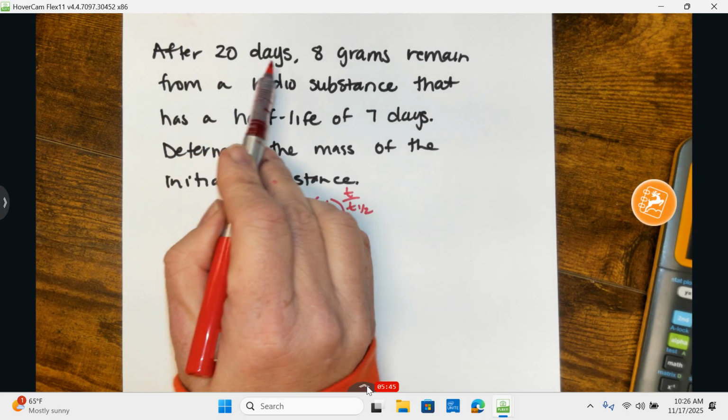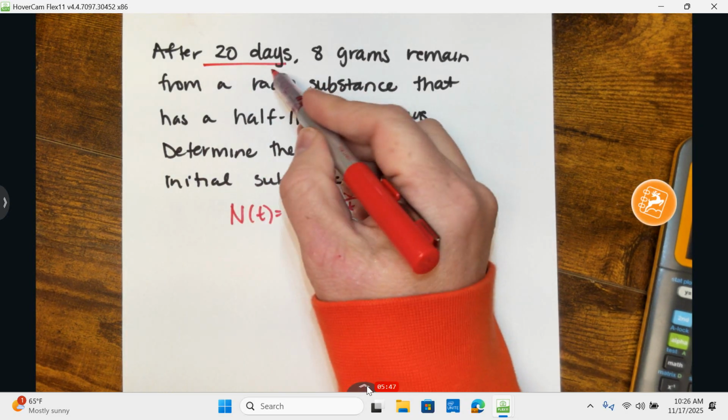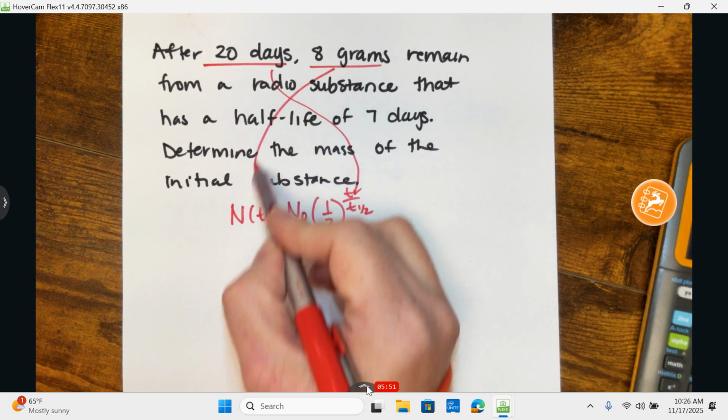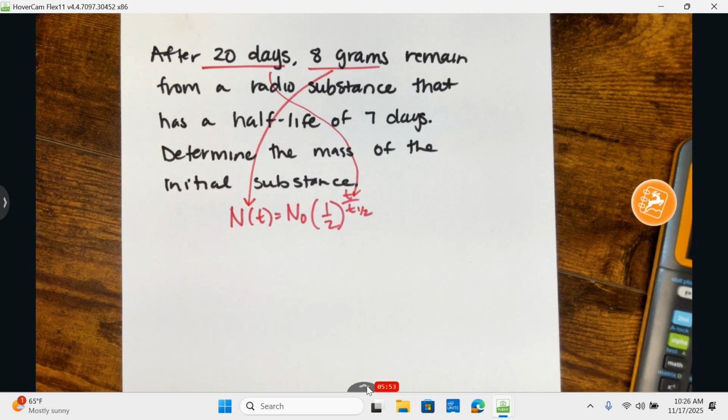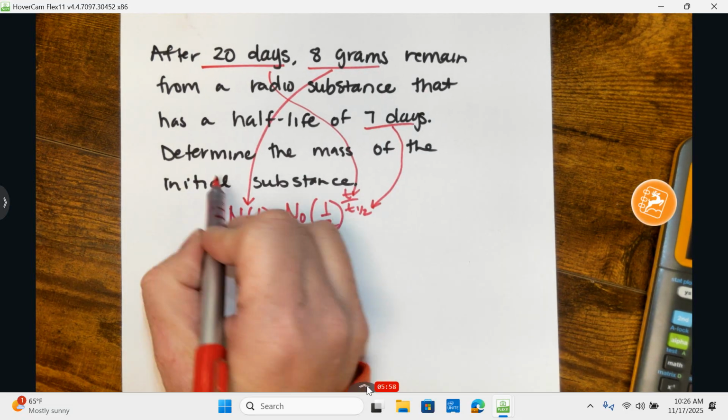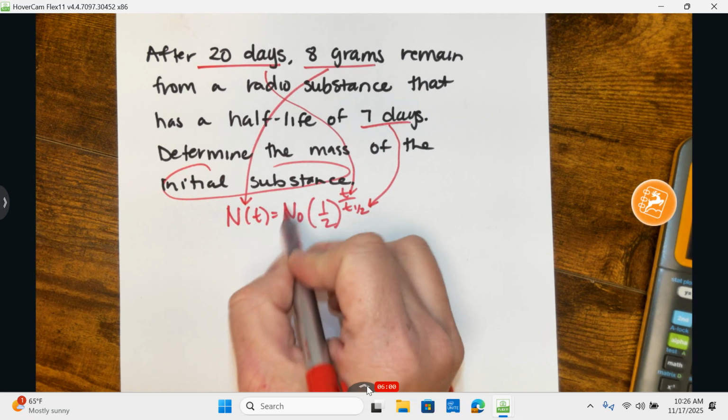After 120 days, so that's how much time has elapsed, right? After 120 days, 8 grams remain, okay? That is your remaining substance. The half-life is 7, and we want to determine this initial amount. So this is what we want to determine.